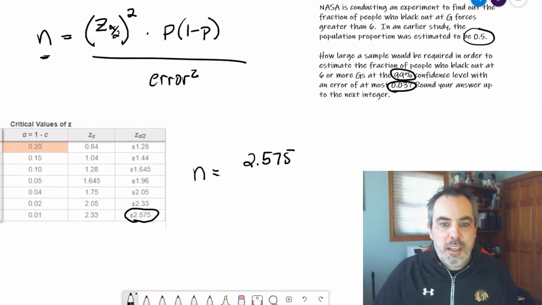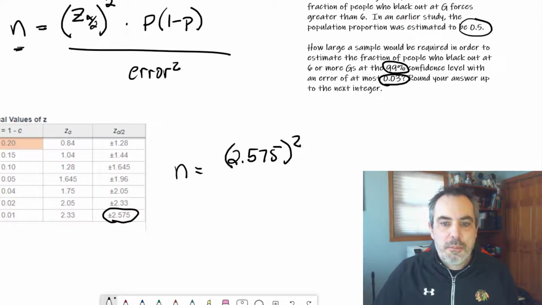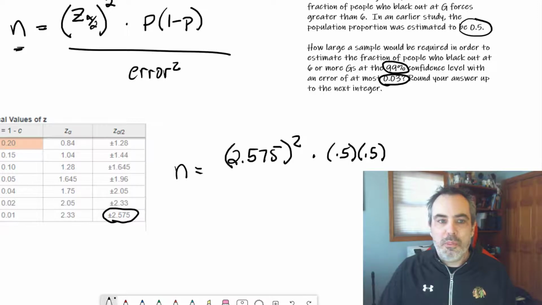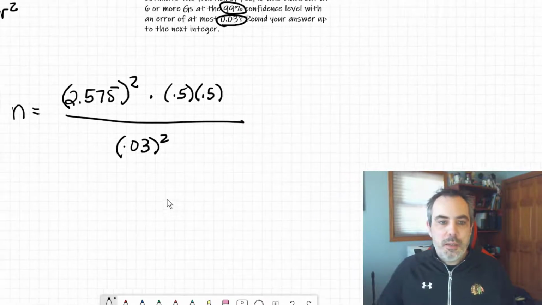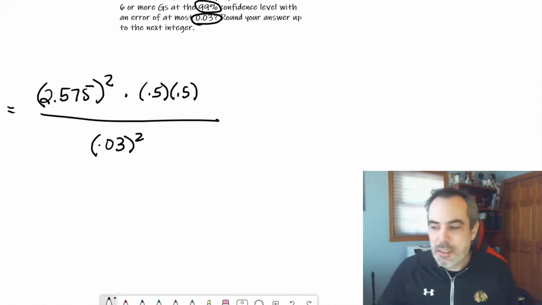So I'm going to need n equals 2.575, make sure that that's squared, times the proportion, both the positive and negative, or the complements. In this case, since it's 50%, I'm going to have 0.5 and 1 minus 0.5, so I have both of those, divided by the error that they're interested in, 0.03, that is also going to be squared. So I'm going to crunch these numbers and come up with the sample size that they need.